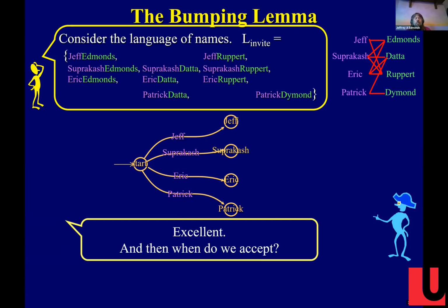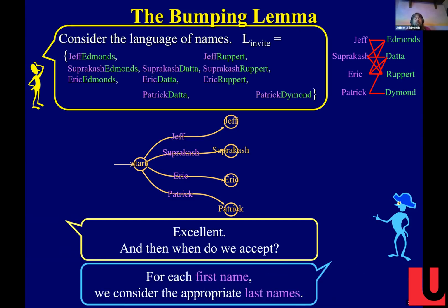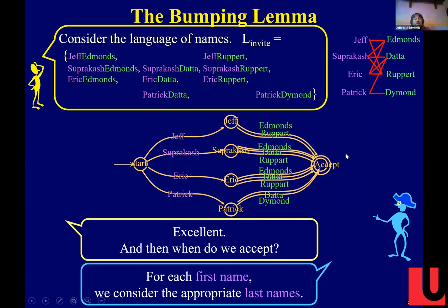And then when do we accept? Well, you have to read the last name, right? So here, if you're a Jeff and you read Edmonds or Rupert, then you're going to accept. If you're at Supercash and you read Edmonds, Data, or Rupert, then you're going to accept, right? So everybody see here, this is what a DFA kind of looks like, right? Any questions about that?